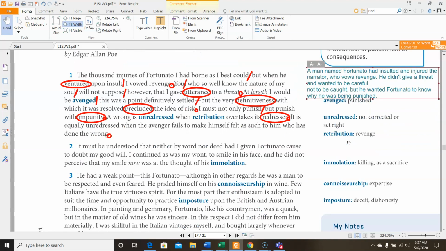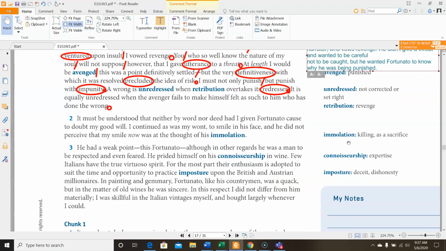So, we have this man, and he's trying to get revenge against somebody else. He's going to punish him in some type of way, and he wants the guy to know why he's being punished. He says, revenge fails if the person you're getting revenge against doesn't know that you're getting revenge against them and doesn't know that it's you who did it. It must be understood that neither by word nor deed had I given Fortunato cause to doubt my goodwill. I continued, as was my wont, to smile in his face, and he did not perceive that my smile now was at the thought of his immolation.